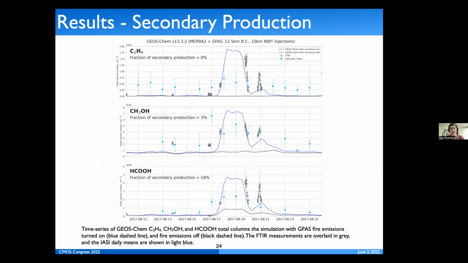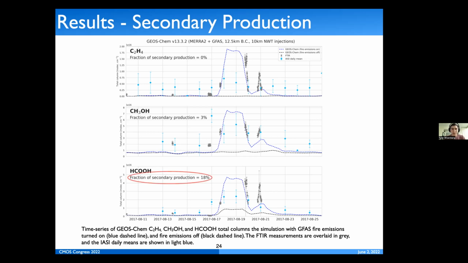So to do that, I ran an additional set of simulations, switching off the direct emissions from the fires of each individual species, and then looking at the subsequent enhancement at Eureka. You can see that in the case of ethylene and methanol, the top two panels, there's very little secondary formation going on. We don't really see any enhancement at Eureka. Methanol shows a very small one, but not much.